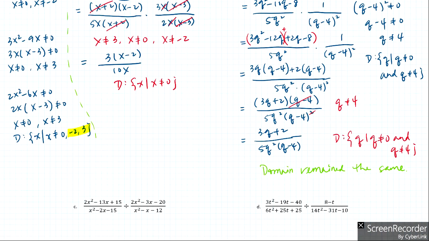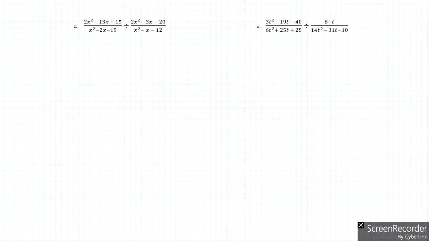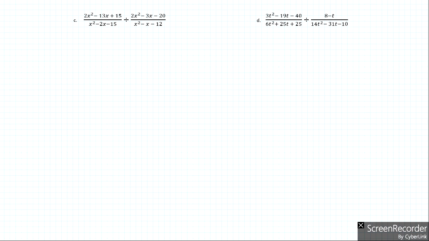Lastly, for parts C and D, if we move on to the next part, we start the same way with setting up the numerator, the denominators to be non-zero, and the denominator and the numerator of the second expression to be non-zero as well. So I'm just going to set up the inequalities first.